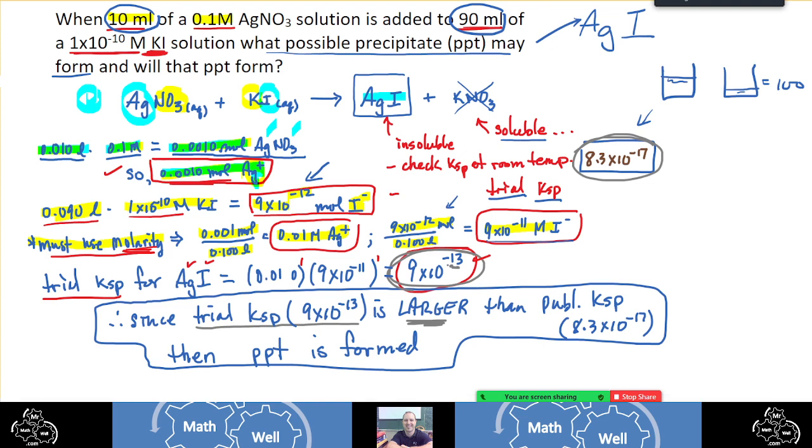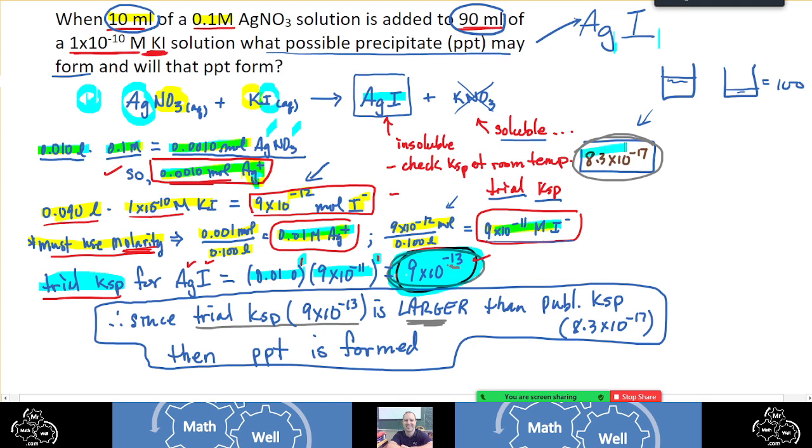Okay, so at this point right here, this is super important. I've got these two numbers. Now what I do is I look at my compound, and it's a 1-to-1 ratio, so that's a real easy calculation for the trial KSP over here. I simply take my concentration for silver to the power of 1, times my concentration for iodine to the power of 1. This right here is my trial KSP. So this is what the KSP multiplies to in my example, or in my trial.